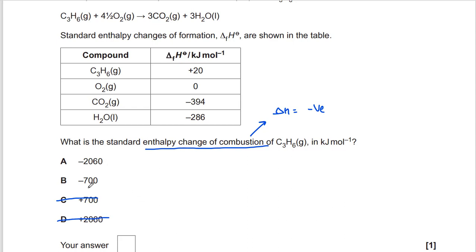Now, A and B, one number is big, one number is small. All we've got to do now is just look at the values in the table and think about what we're going to do with them. So, for example, we know that because I've got 3 moles of carbon dioxide and 3 moles of water, I've got to multiply these numbers by 3. Each of these numbers has to be times by 3 at some point. That's going to be a pretty big number.